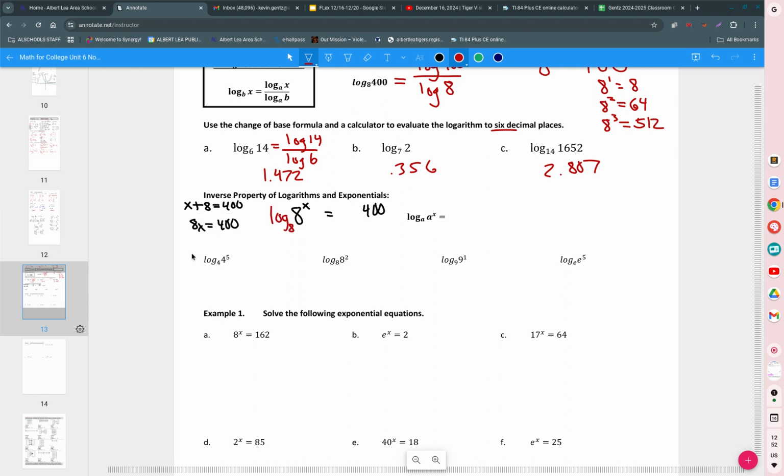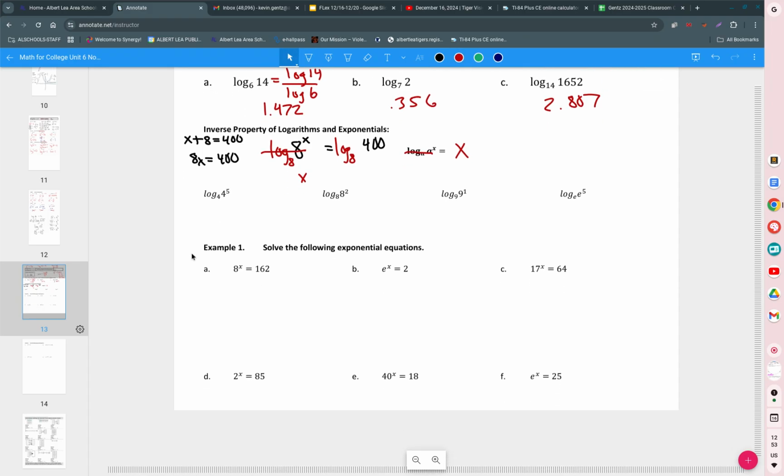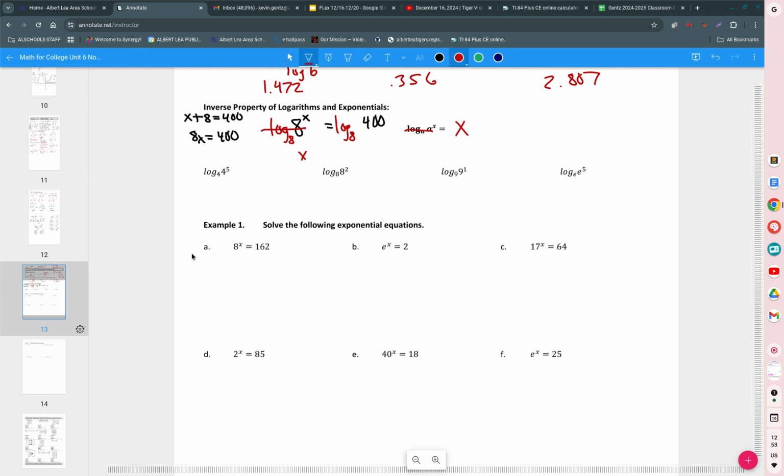Logarithms and exponentials are inverse operations of each other. So if you want this 8 to go away, you do the log base 8 of both sides. And it's gone, and it leaves you with x. So if you have the log base a of a to the x, this goes away, leaving you with just x. And I know that that looks really, really strange, but that's how logarithms and exponentials work together. By the end of this lesson, it's going to make a lot of sense to you.